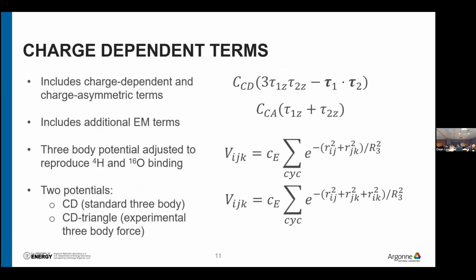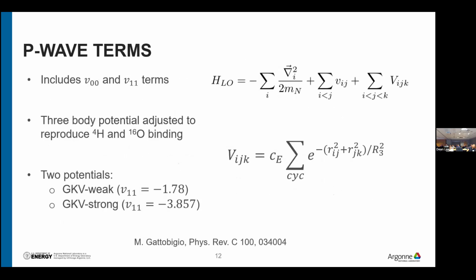There are 2 potentials that I'm going to show that use this setup. One I just call CD, and that's everything I just described, plus the original one, the leading order pionless potential. And then the other is this CD triangle, where I instead have this 3-body interaction that includes all 3 of the pairwise distances in the triplet instead of just 2. Ultimately, this didn't make much of a difference, but it's in the results, so I show it here.